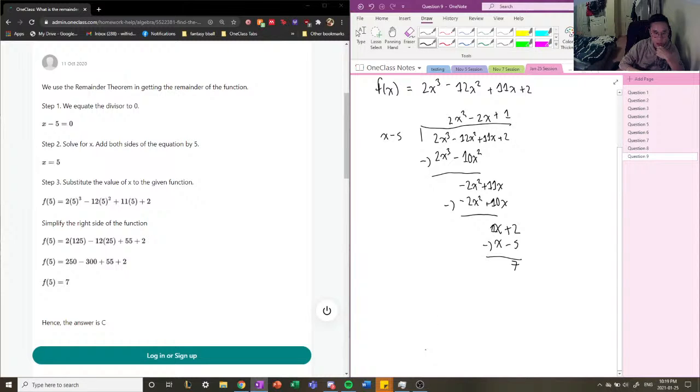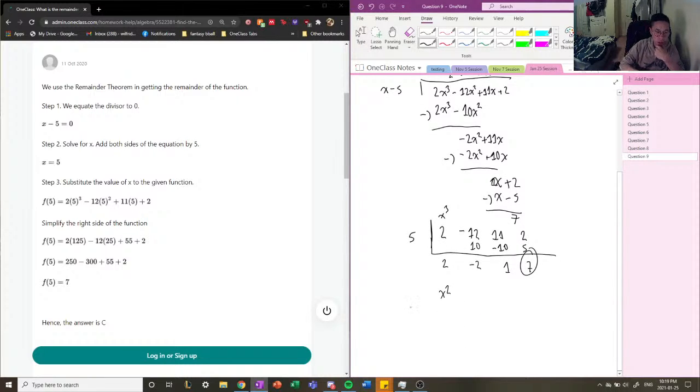So the other way is also synthetic division. Instead of writing out our polynomial, we're just going to write the coefficients: 2, negative 12, 11, and 2. And we're going to write out the zero of our divisor, which is 5, and drag down the 2. Multiply 5 by 2, and add it to negative 12, so that's 10, giving negative 2. Then we multiply by 5 again to get negative 10, add to 11 to get 1, and then 5 added to 2 is 7. If this is x cubed, this is x squared, so our remainder is 7.